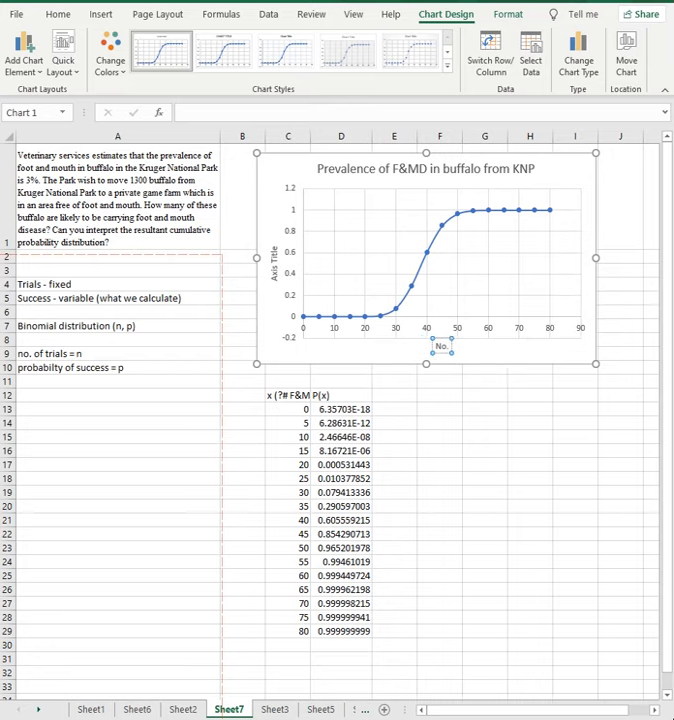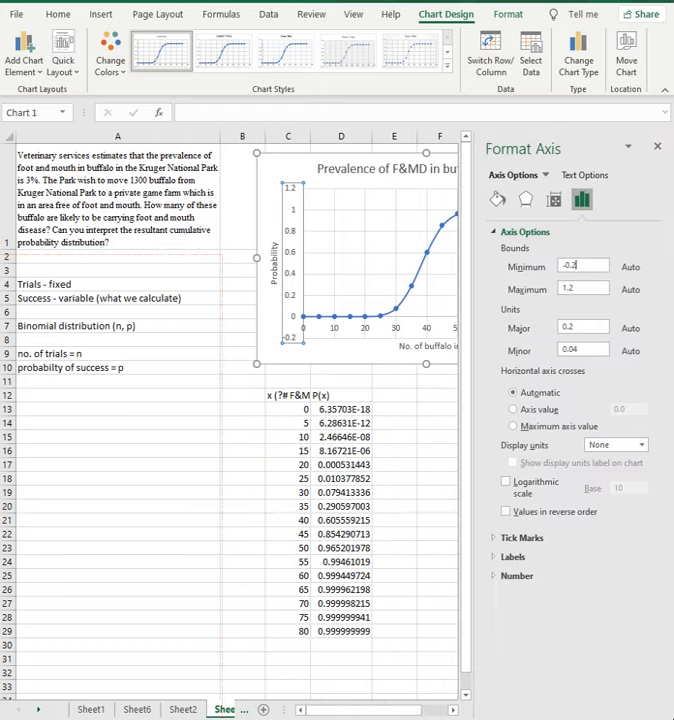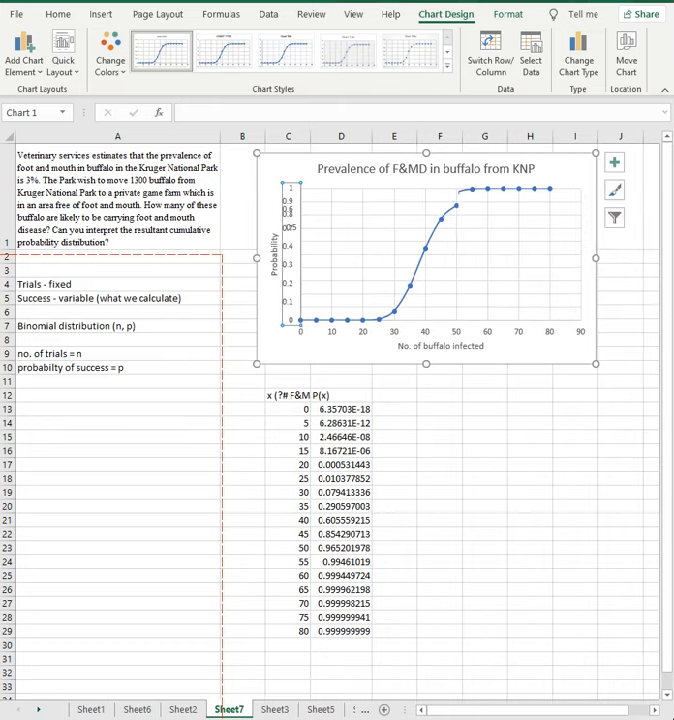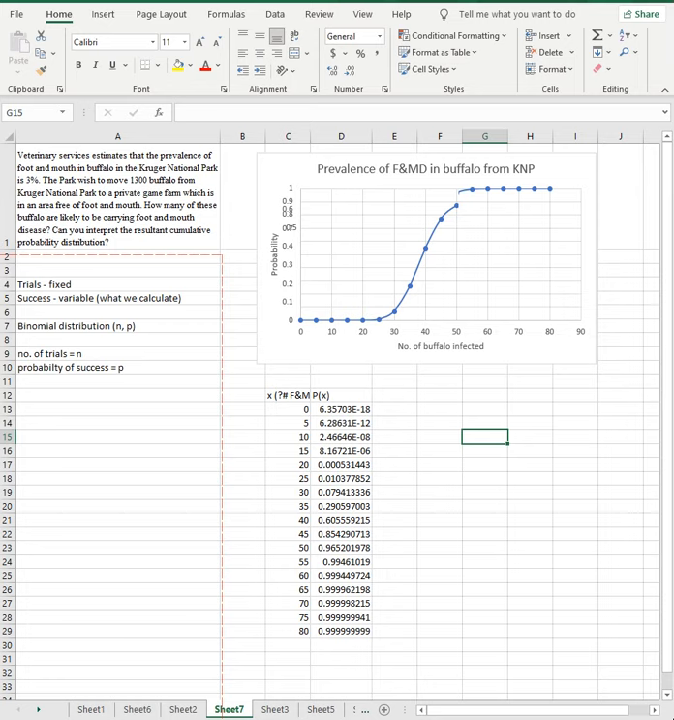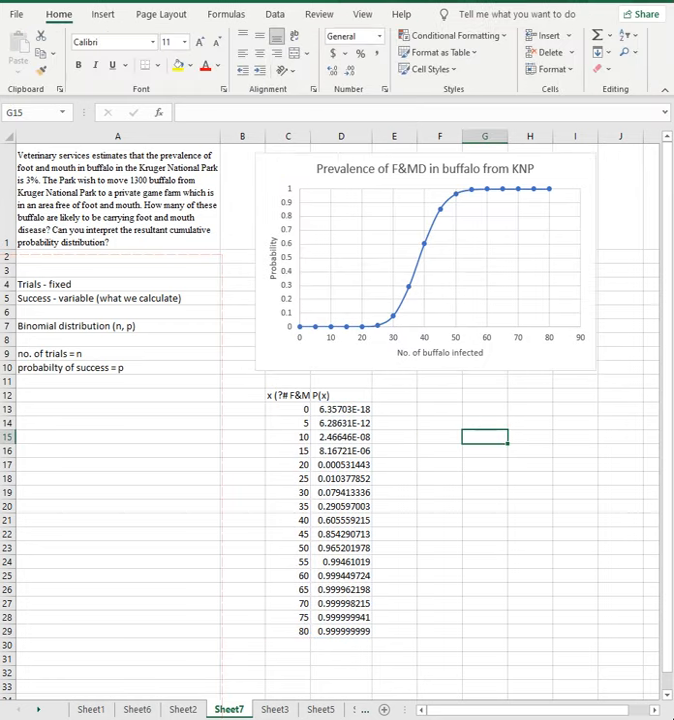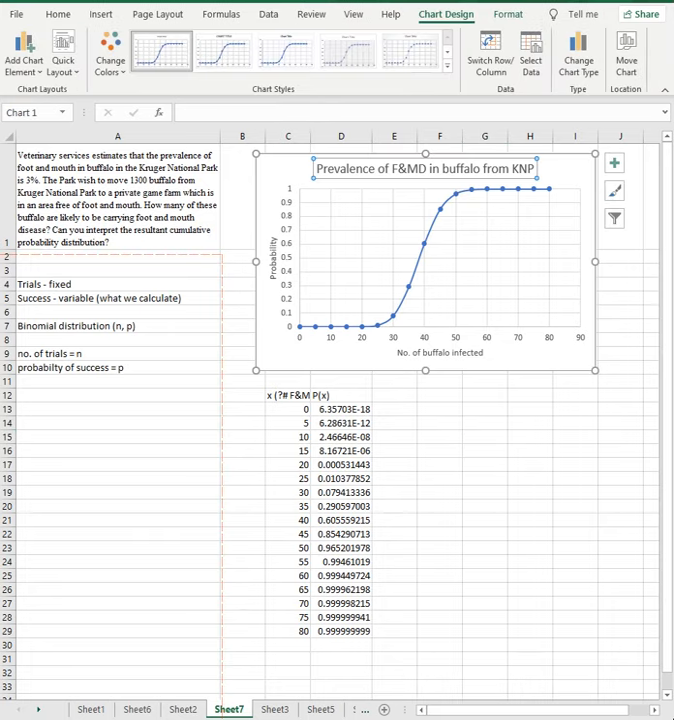This is the number of buffalo infected, and this is the probability. And you can change this as well to make it better reflect between 0 and 1, because remember, our probabilities only go between this amount. Oh, that's had a little bit of a glitch, hasn't it? There we go. And I forgot to put the naming convention in. Always make sure you do that.